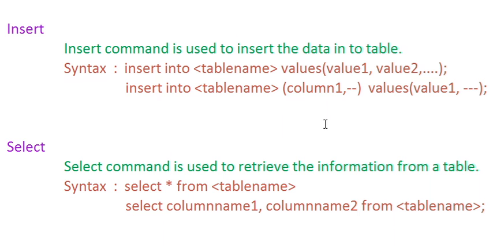Then the next command is the select command. The select command is used to retrieve information from a table. For example, using the insert command, I inserted 10 rows for the employee table. Now I want to see all the data available in the table. For that purpose, we can use the select command. The syntax for the select command is select star from table name. Select star means it retrieves all the information available in the table. If there are 10 records available, all 10 records will be visible. If it is 50 records, all 50 records will be visible.